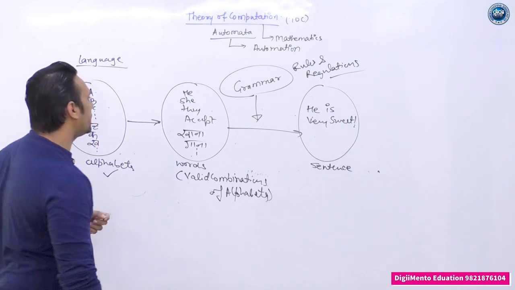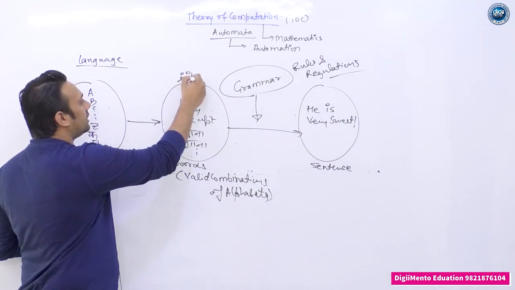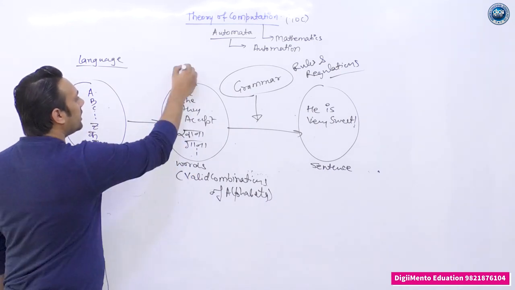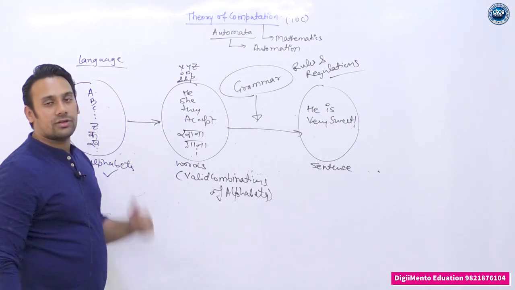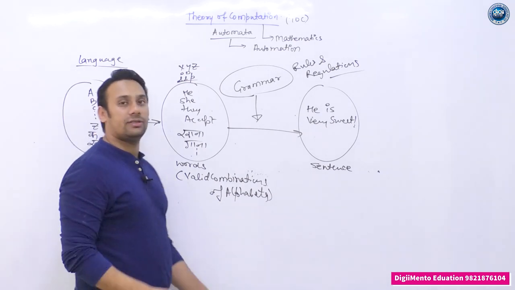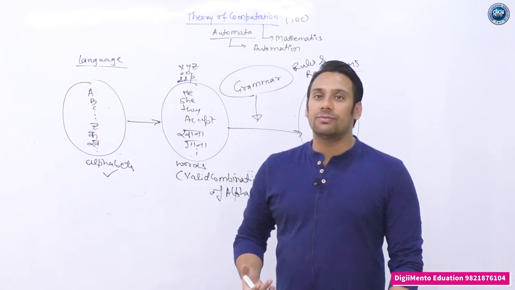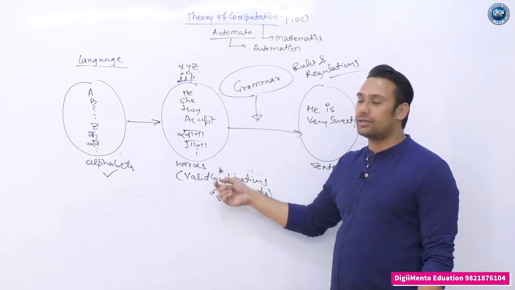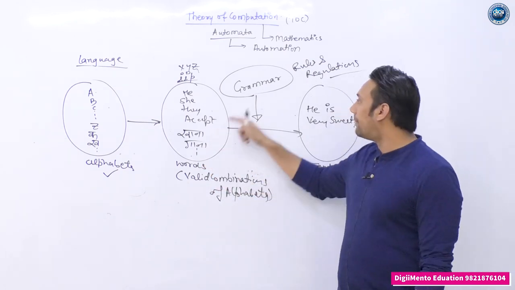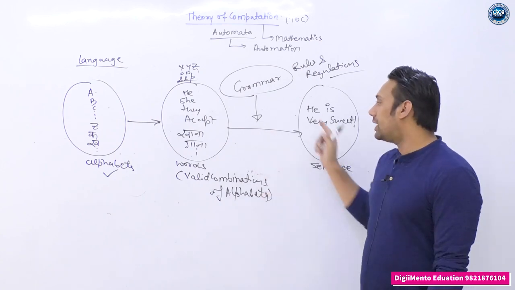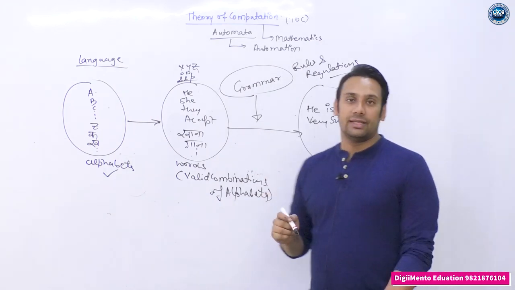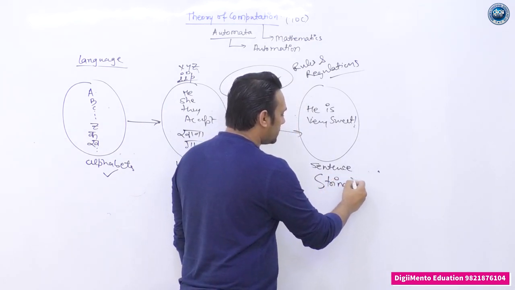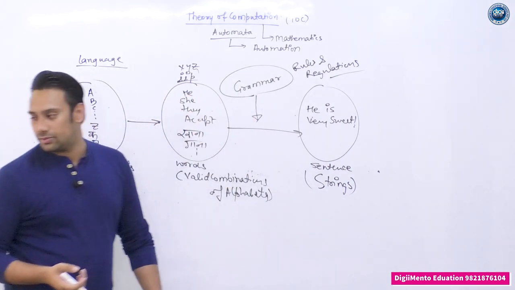For example, if I say the combination is I, P, some combination, this combination might not be valid. If I say the combination is X, Y, Z, this is not a valid combination. So in every language, there are some combinations which are valid and some which are invalid. These valid combinations create a valid word. And we combine these words with the help of a grammar so that we can create meaningful sentences. And these sentences are also called strings. हम इन sentences को यहाँ पर strings भी बोलते हैं.